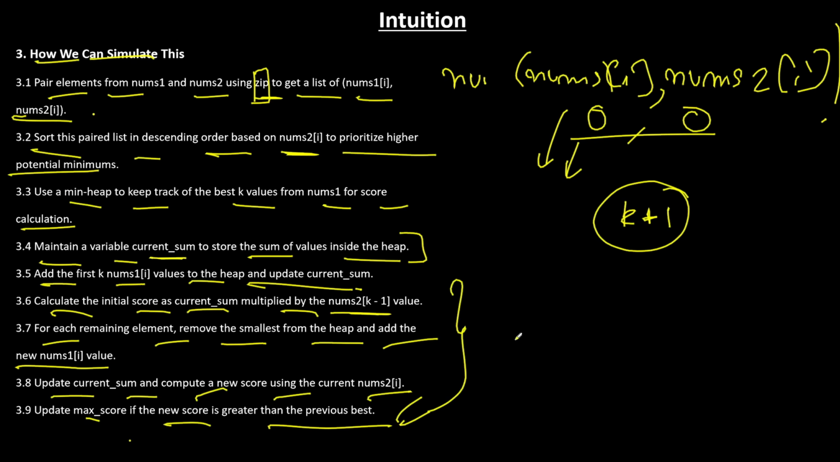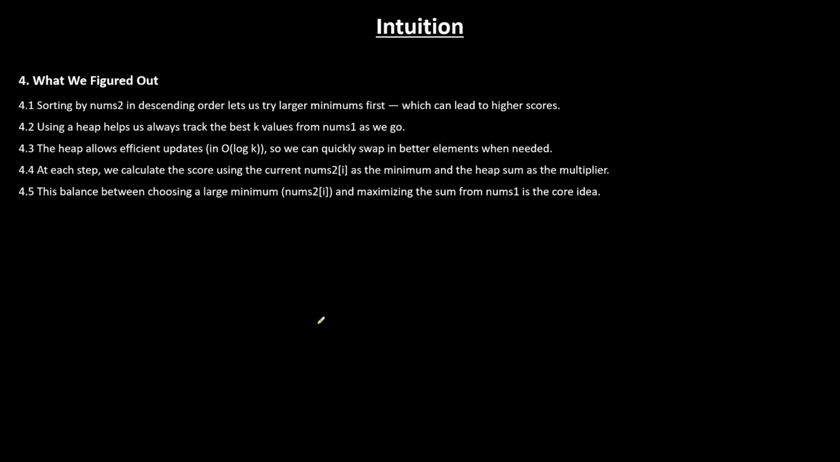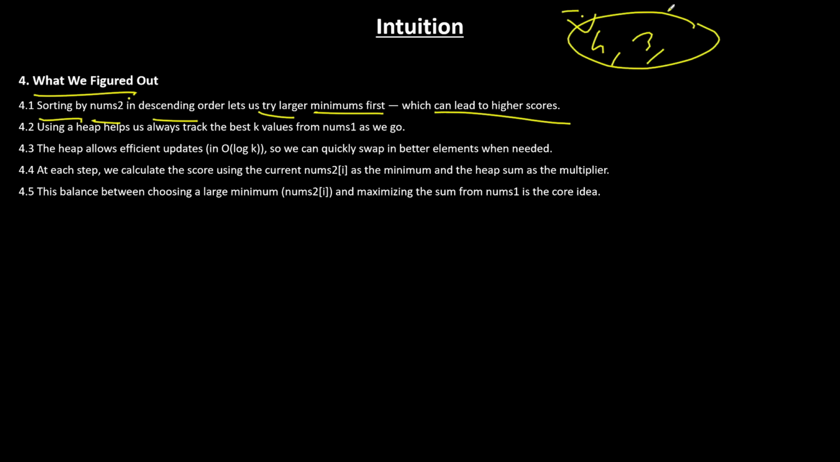We will understand it in a much easier way when we look at the approach. Now what did we figure out? We figured out that sorting by nums2 in descending order lets us try larger minimums first, which can lead to a higher score. This is common practice, because if we have the larger value, which is also our potential minimum, we have the chances of getting the maximum value, right?